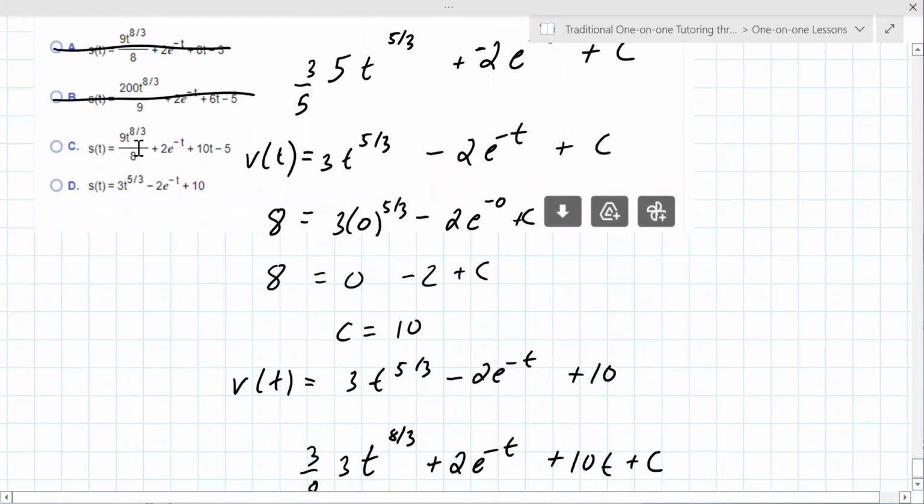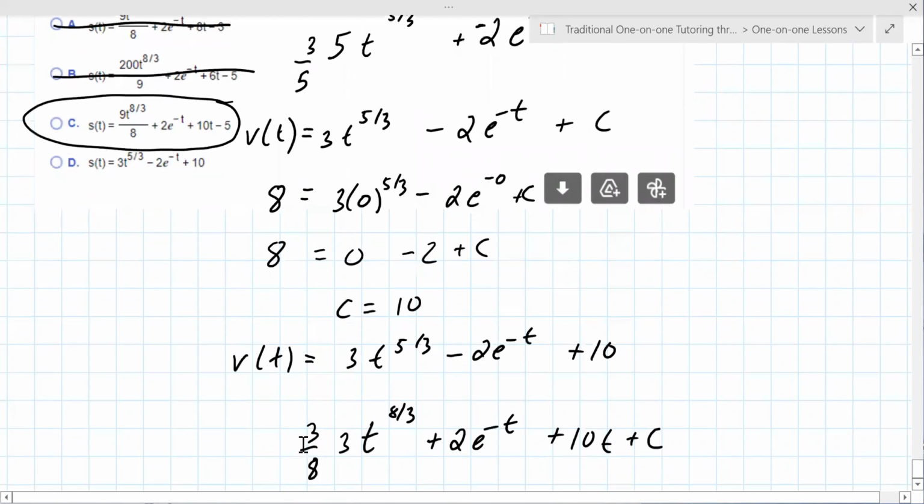So if you look at the two options that remain, it's got to be that one for a number of reasons. Mainly the coefficient here is 9/8. This is 10t instead of 10. But then you would find the constant of 5 if you kept going. But I don't think we need to go any further on that.